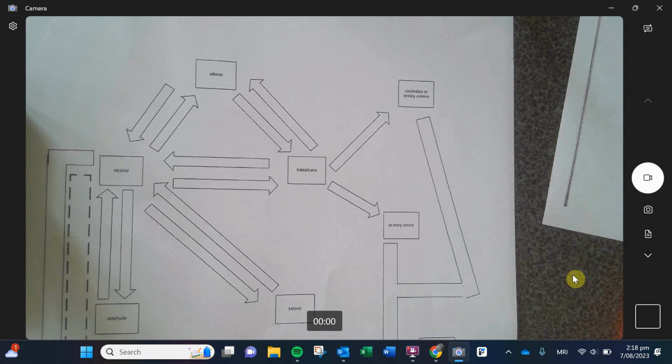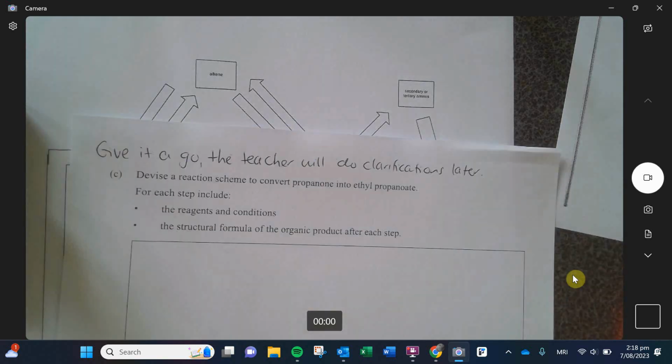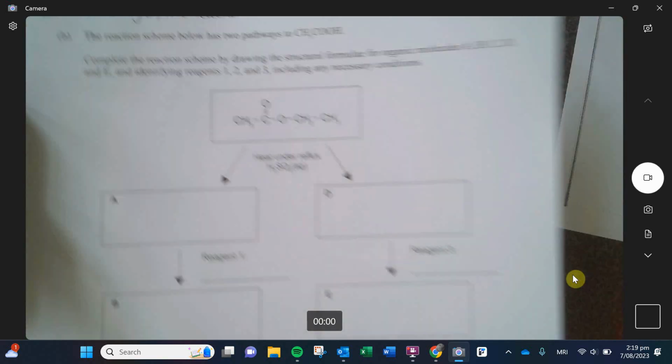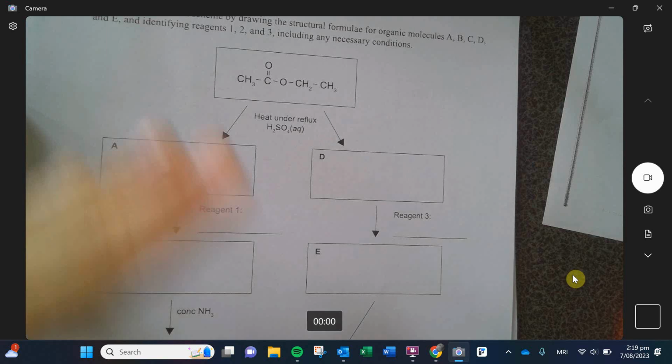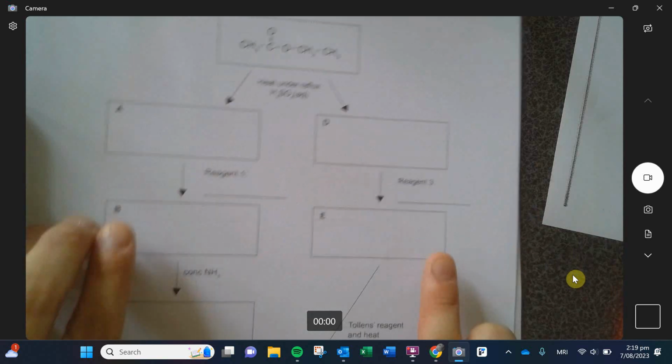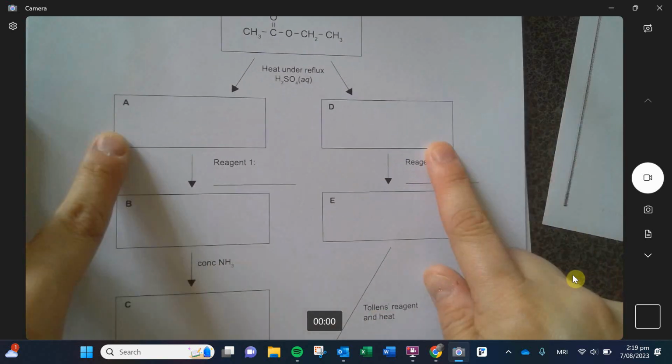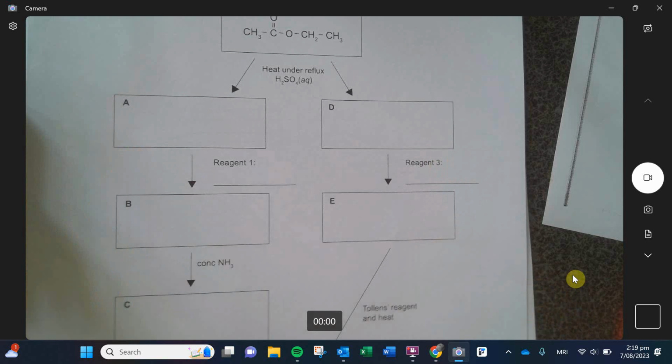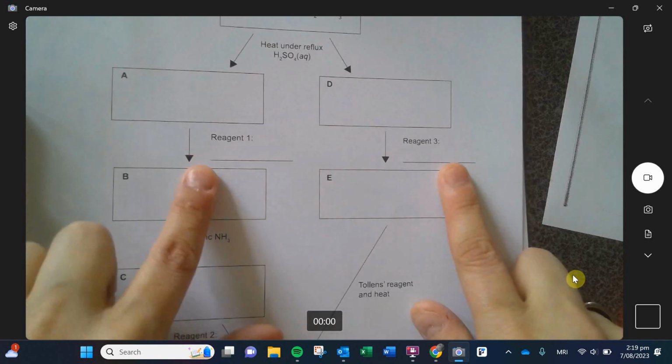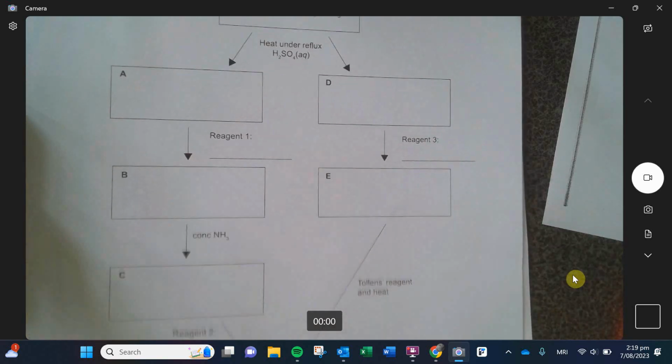These are the ones I'm going to hand out later today. First off, you're going to need to know how to do these conversions because they're going to give you these flow charts, and you have to identify what things go in here and also what reagents you need to do that conversion. So that's one reason why you're going to need this.